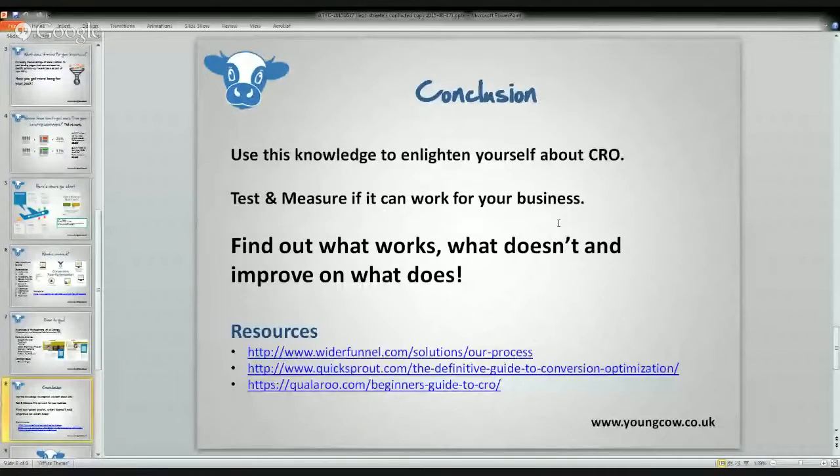Right, then we're going to wrap up now. So at this point, we're moving into our final part of conversion rate optimization, or CRO. You probably will start to see things labeled CRO. It's once you get more informed and enlightened about it, that's the acronym. So use the knowledge to enlighten yourself about CRO, test and measure if it can work in your business. You know what? It probably can if you've got the right amount of traffic and conversions happening, with lead capture forms, or if you've got an e-commerce website. Find out what works, what doesn't, and improve on what does.